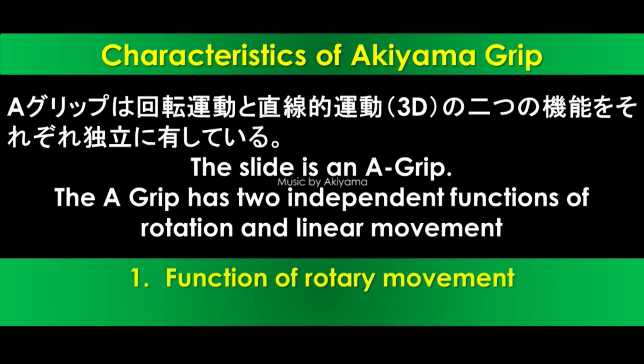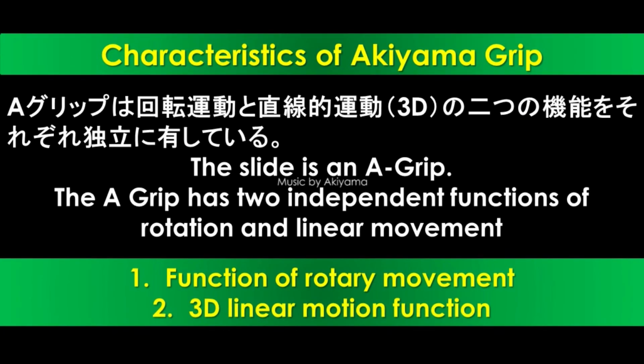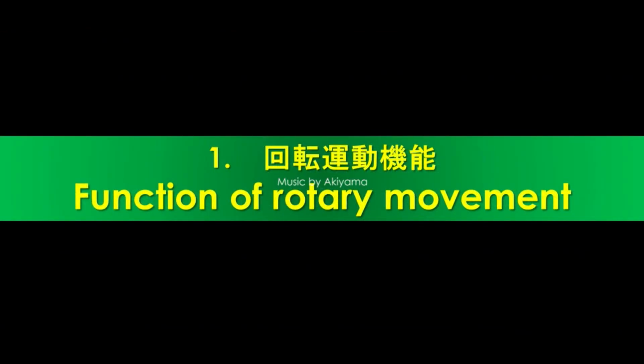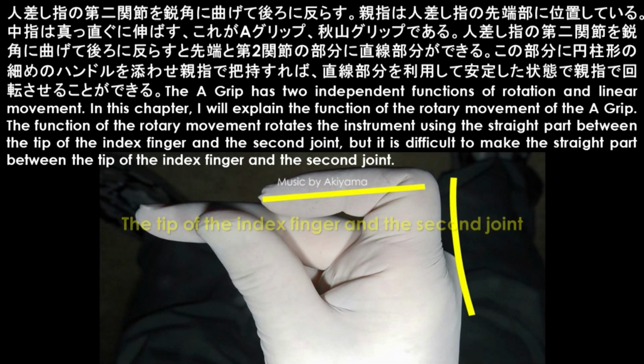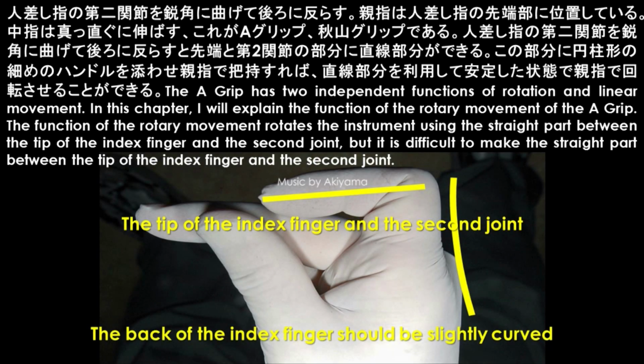Characteristics of the Akiyama grip. The A grip has two independent functions of rotation and linear movement: one, function of rotary movement; two, 3D linear motion function. In this chapter, I will explain the function of the rotary movement of the A grip.